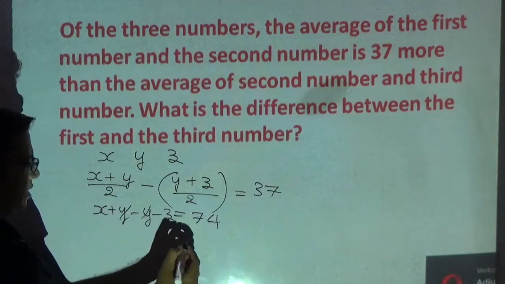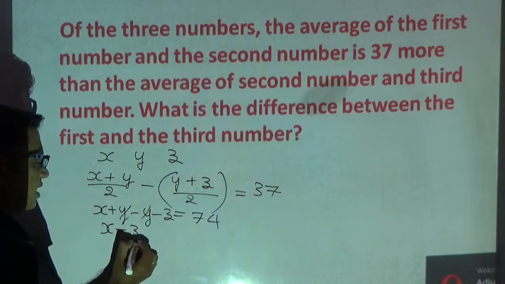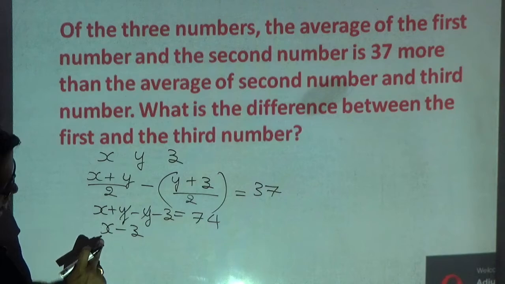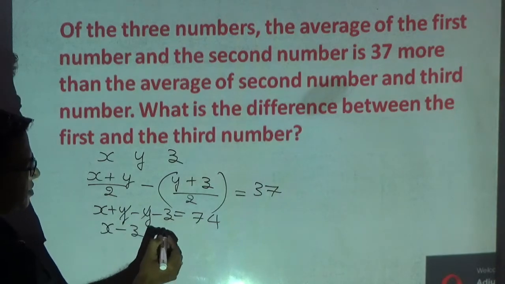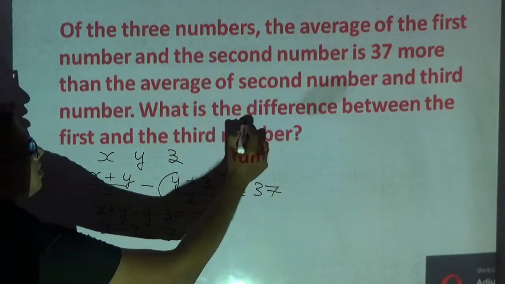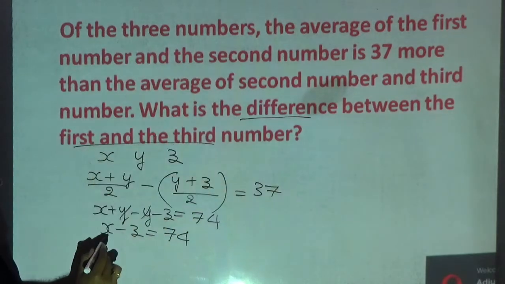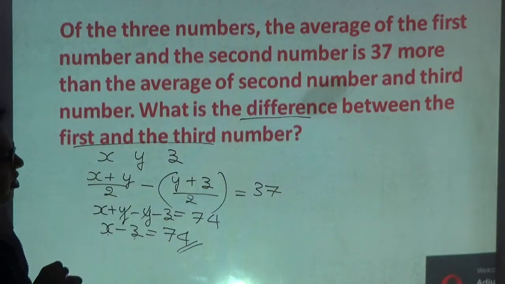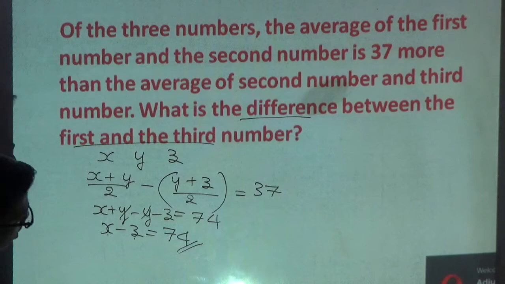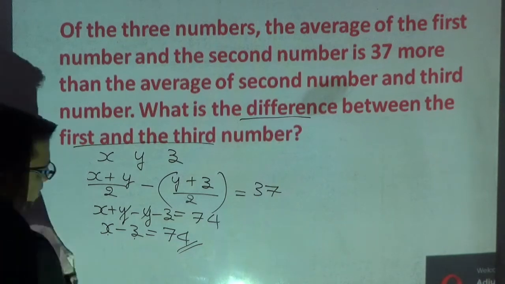Y gets cancelled, therefore we get x minus z. What is x minus z? The difference between the first number and third number, that is what they are asking. The difference between the first number and third number is 74. That's it. Very simple problem. I will go for the next problem now.